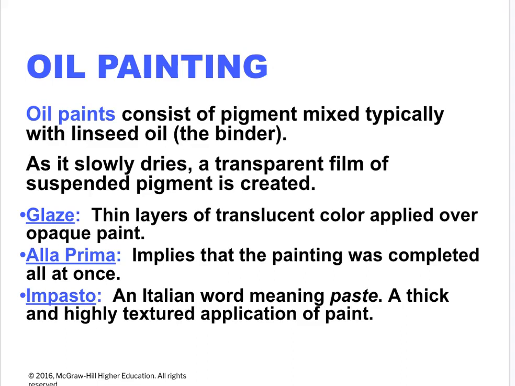And then impasto is an Italian word meaning paste, and that is a thick and highly textured application of paint. So just to trigger your mind back to something you might have remembered from previous lectures, is Vincent van Gogh. He was using oil paint. This was the type he was using, and he would paint it so very thick that you could see it sticking off the canvas. He oftentimes would use a palette knife to smear it on rather than blending it out with a brush.